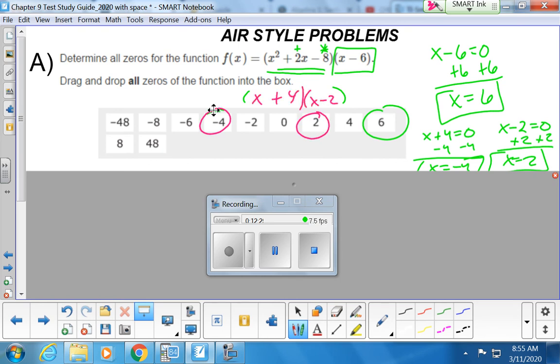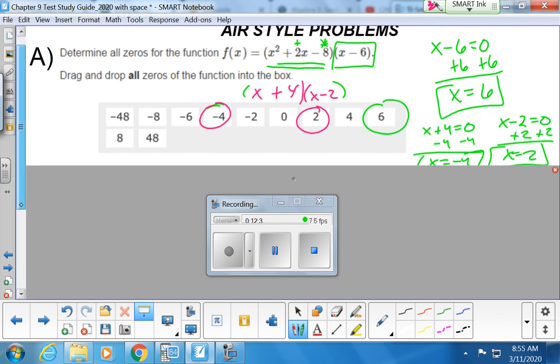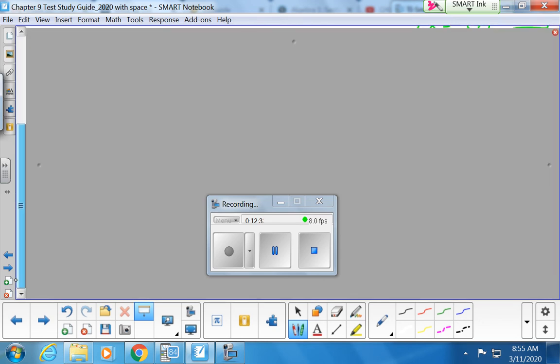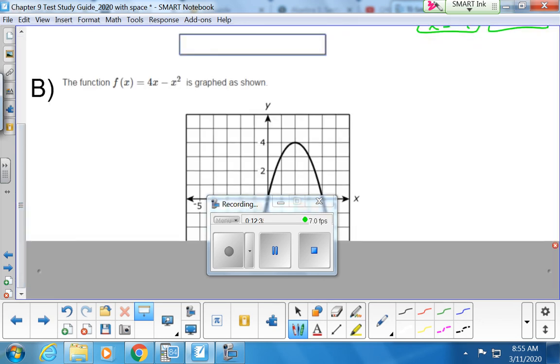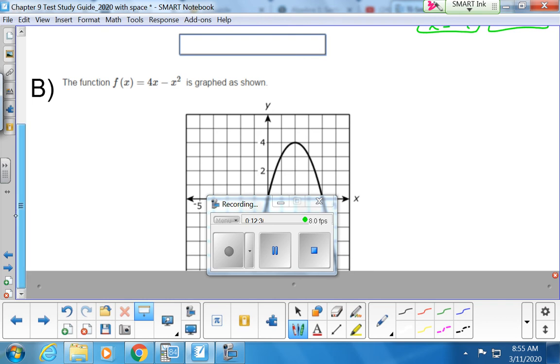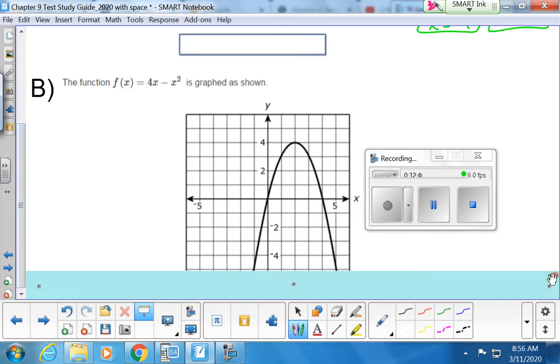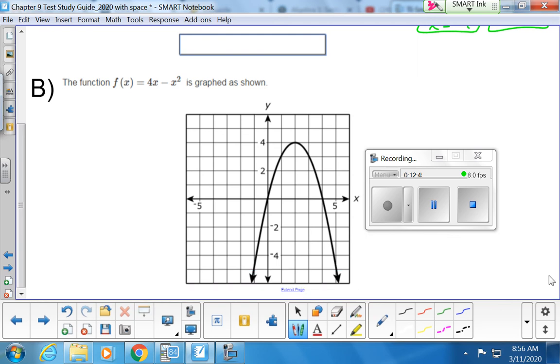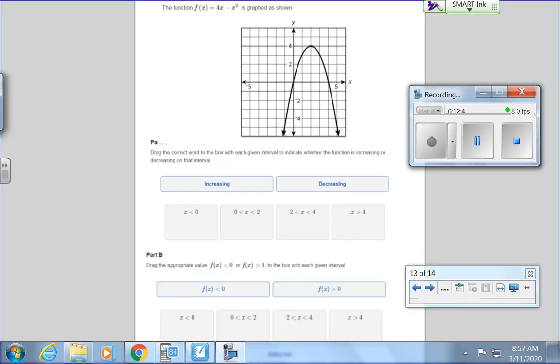All right, let's answer the last question we did. The function is graphed below. Now, what are they asking us to do? They're asking us to do a lot. So it's part A. I kind of re-scribbled my slide so we could see the graph on the slide the questions were on.